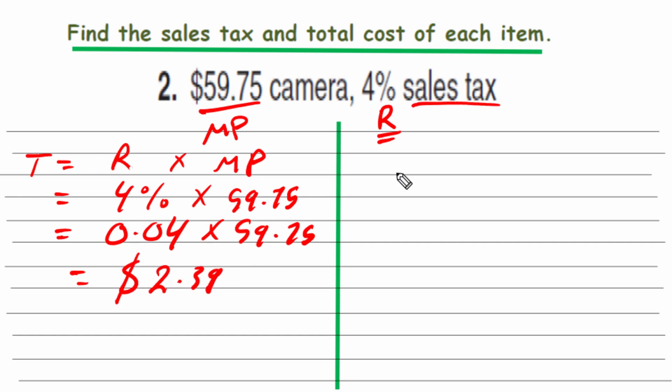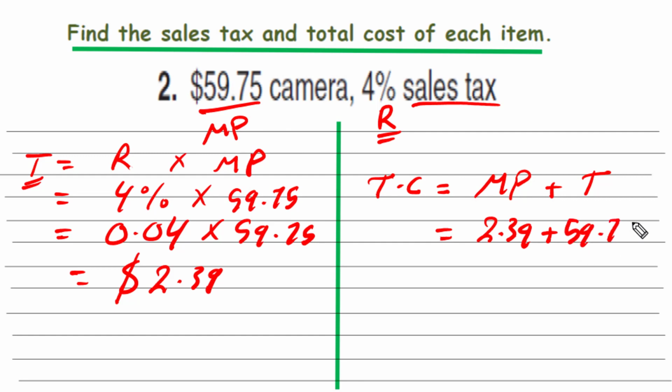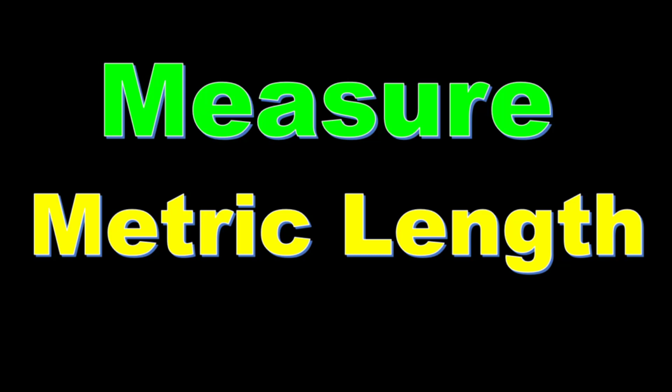We get $2.39. Now to find the total cost, we will add the market price and what? The tax. So the value of tax is equal to 2.39. We write 2.39 plus the value of the market price, which is given as 59.75. Just add: 9 plus 5 equals 14. It will be 4 plus 7 equals 11. Bring down the decimal point. It will be 3, 3 plus 9 equals 12, 1 over 5 will be 6. So we get $62.14.